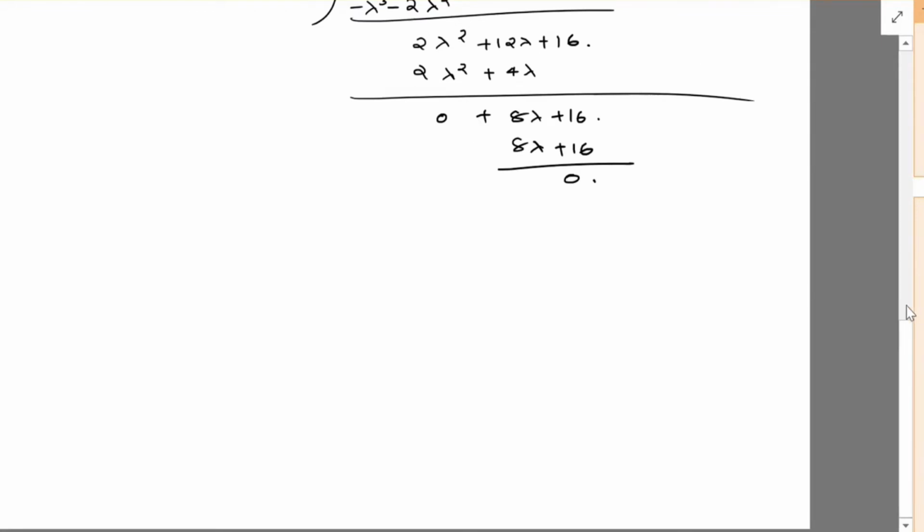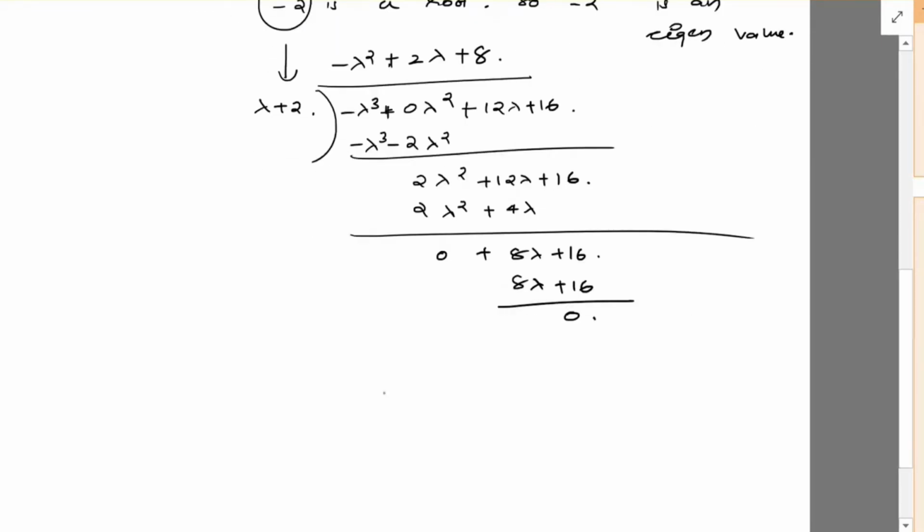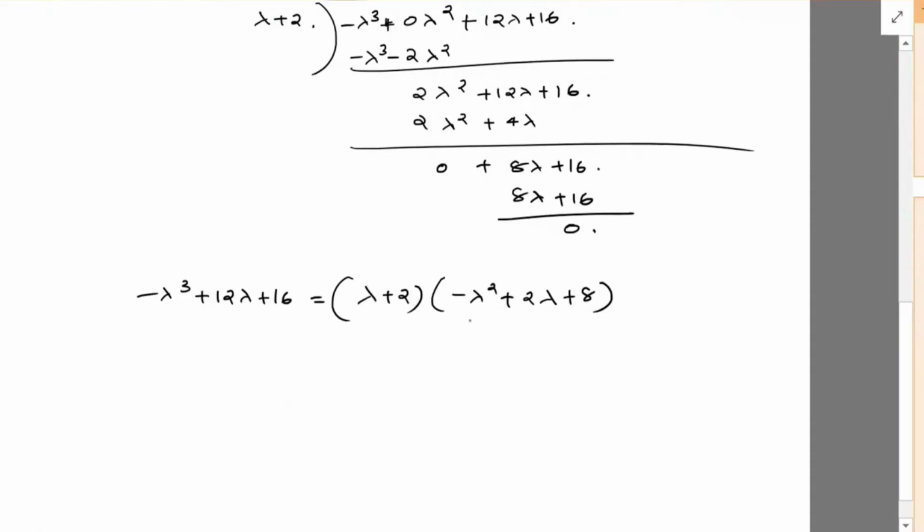So what was our characteristic polynomial? Our polynomial was minus lambda cube plus 12 lambda plus 16. That can be written as lambda plus 2 into the quotient we got. The quotient we got is minus lambda square plus 2 lambda plus 8. So this second factor is a quadratic polynomial.